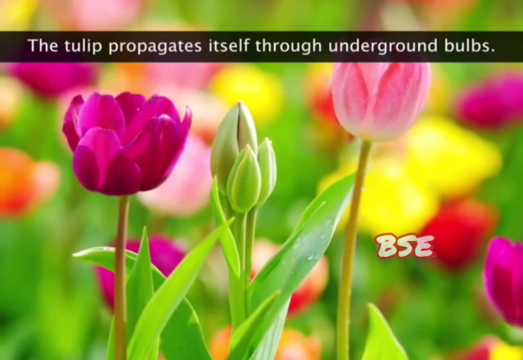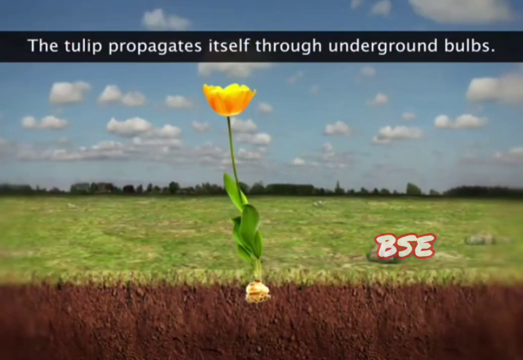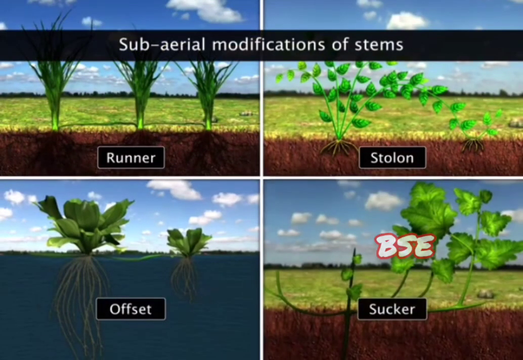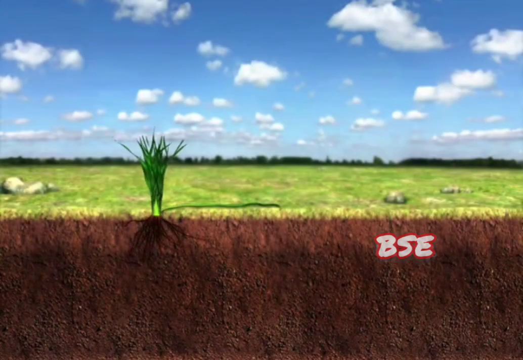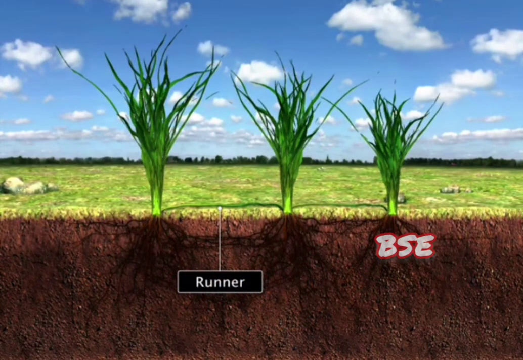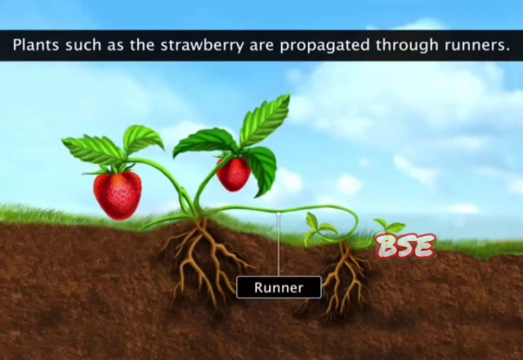Did you know that the beautiful tulip flower also propagates itself through underground bulbs? Subaerial modifications also help in the vegetative propagation of plants. A runner is a slender branch that rises from the base of the stem and runs along the surface of the ground. Plants such as the strawberry are propagated through runners.